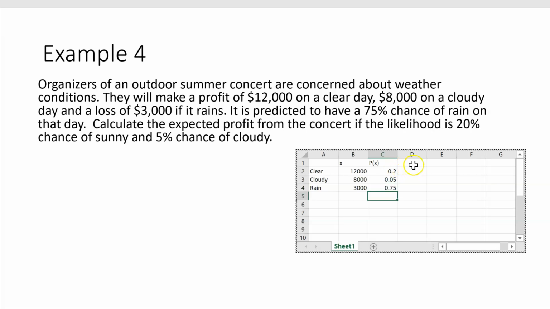So the expected profit here is going to be, we're going to multiply those two, drag it down. So the sum of these 3, excuse me, this is a loss of 3,000. There we go. So that's going to change all of our numbers when you make a little mistake there. So now the expected profit for this here is $550.